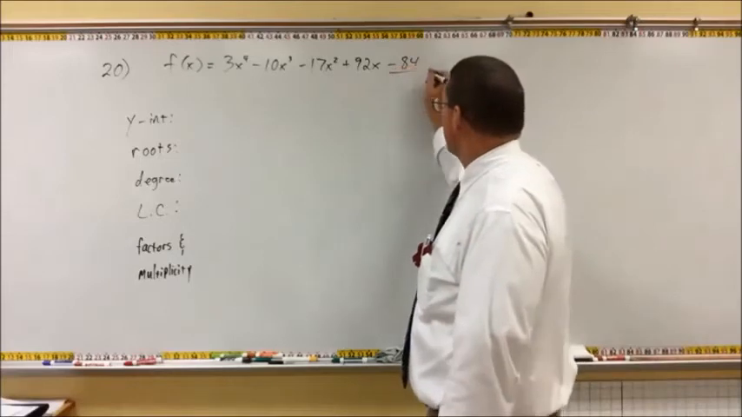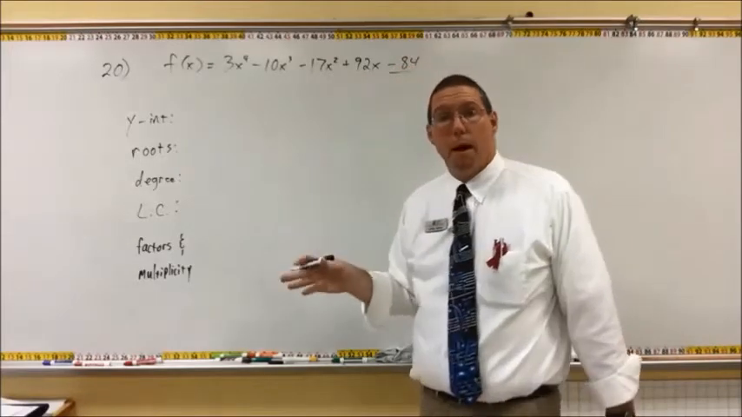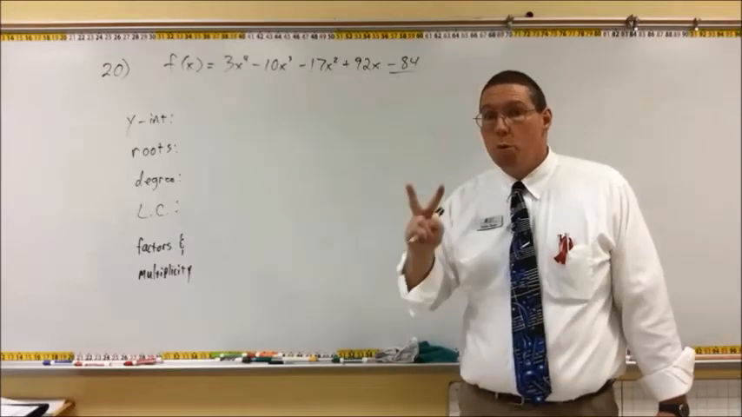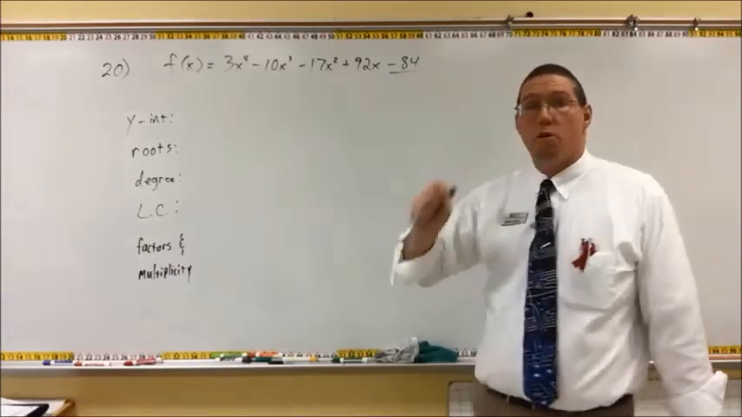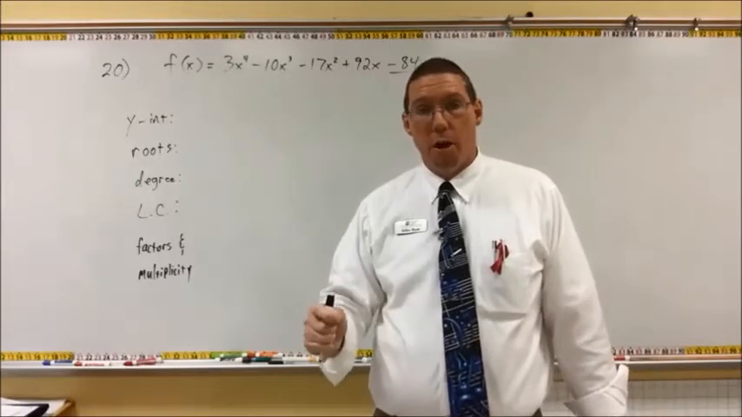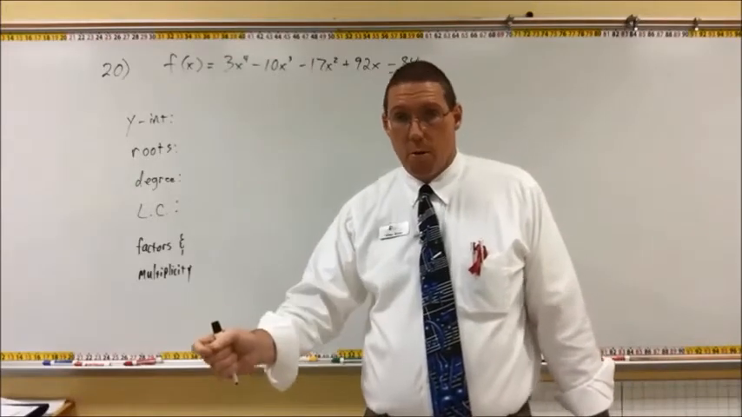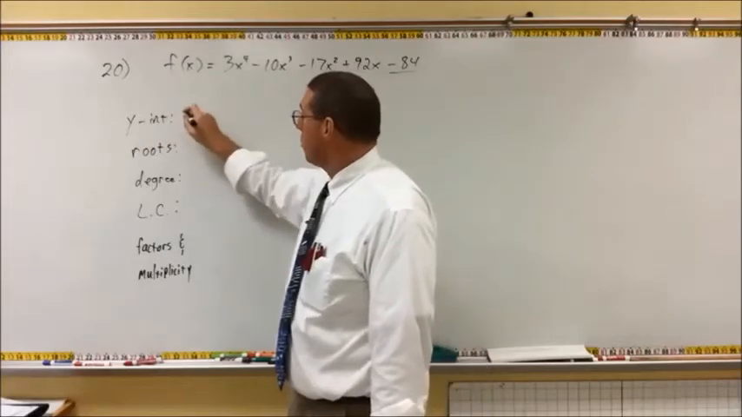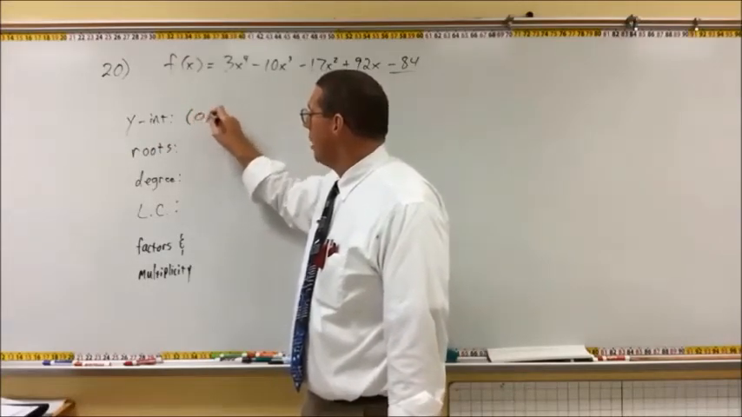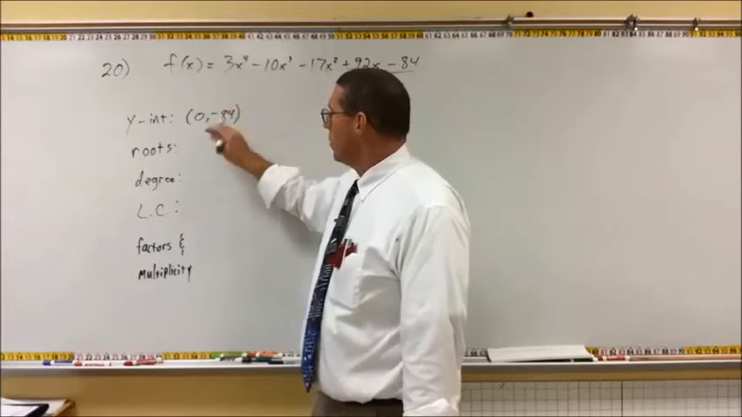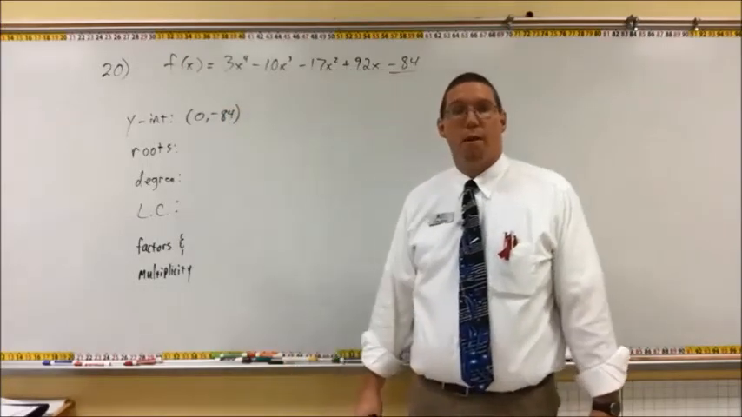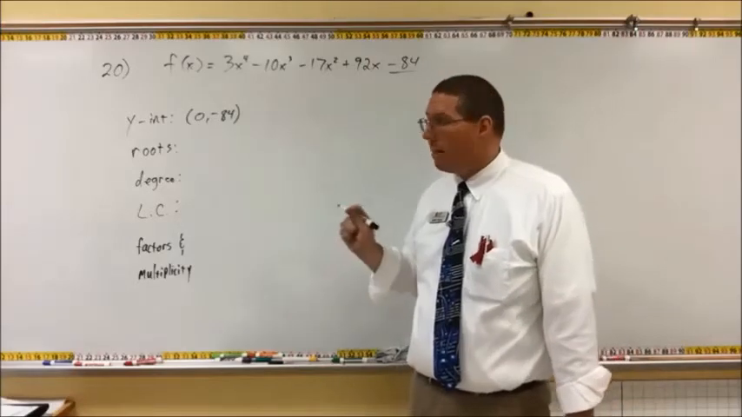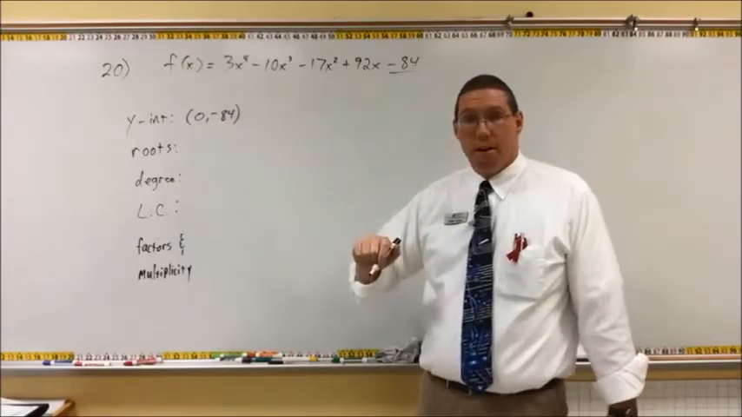We know that the y-intercept is the last number here. Now bear in mind, the y-intercept is a coordinate. It requires two numbers. Negative 84 is one of those numbers. The other number is 0. So do not, over here at y-intercept, do not just put negative 84. You have to put parenthesis 0, comma, negative 84. Okay, because that is a coordinate. That is the place where the graph is crossing the y-axis. It is crossing the y-axis at the point 0, negative 84.